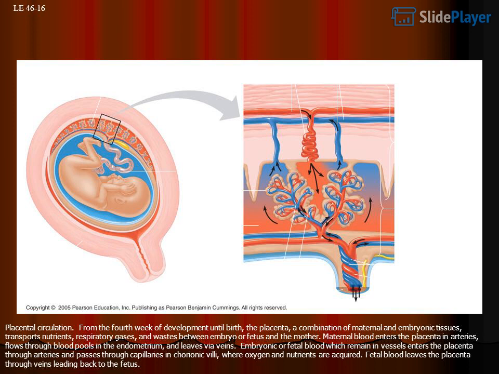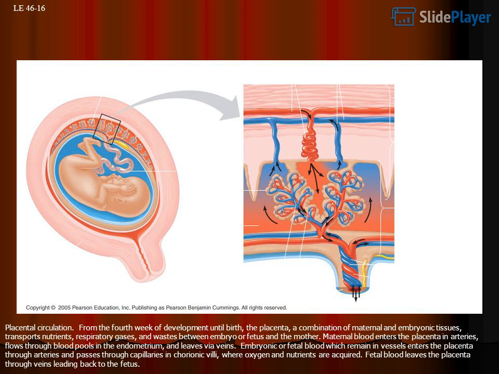From the 4th week of development until birth, the placenta, a combination of maternal and embryonic tissues, transports nutrients, respiratory gases, and wastes between embryo or fetus and the mother. Maternal blood enters the placenta in arteries, flows through blood pools in the endometrium, and leaves via veins. Embryonic or fetal blood, which remains in vessels, enters the placenta through arteries and passes through capillaries in chorionic villi, where oxygen and nutrients are acquired. Fetal blood leaves the placenta through veins leading back to the fetus.